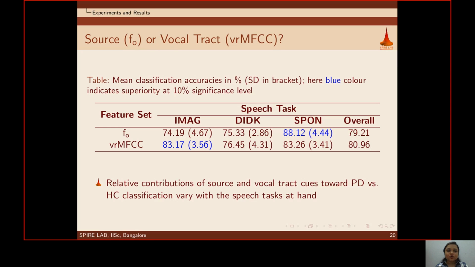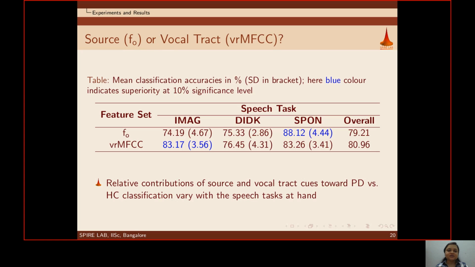In SPAWN, source cues significantly outperform vocal tract cues. The spontaneous F0 variations and intonations inherent in SPAWN task might be capturing discriminative cues which predominate the markers obtained from vocal tract information. For image task, vocal tract is observed to outperform source cues. The speech recordings for image tasks are very short in duration, around 3 to 5 seconds. So these may not be able to capture F0 variations indicative of PD, and the contribution of vocal tract cues become predominant.